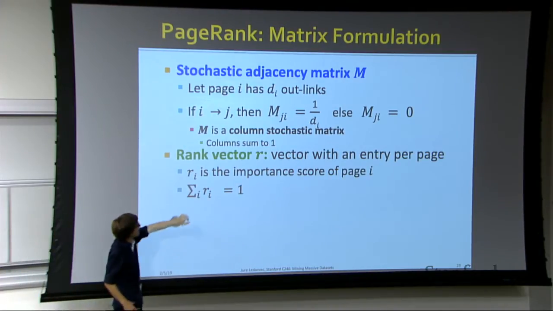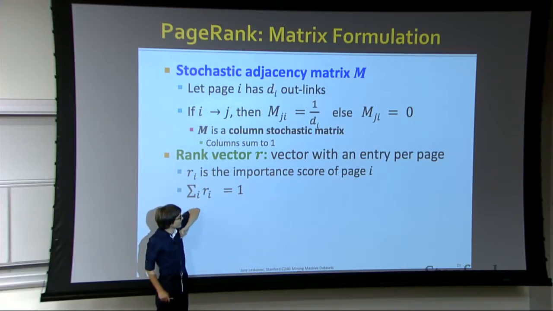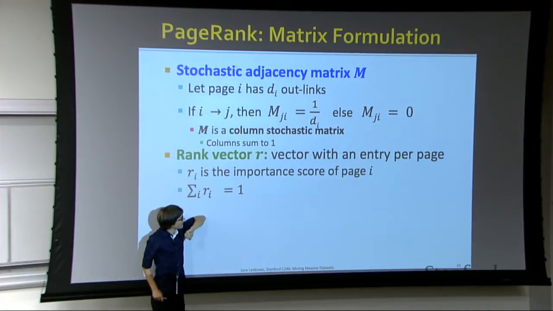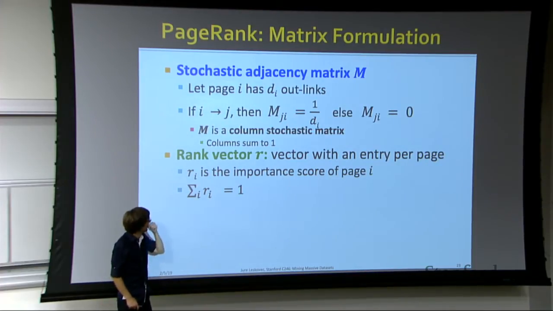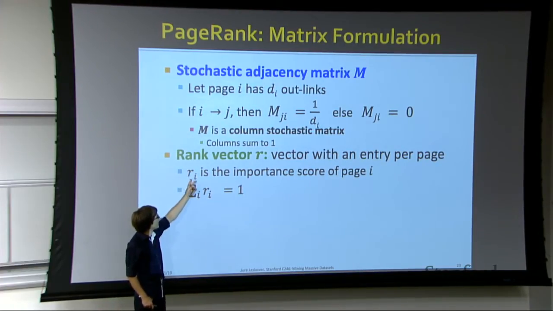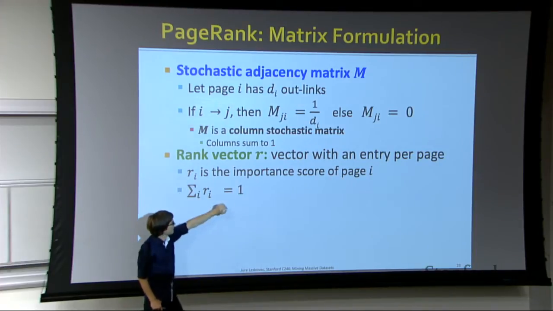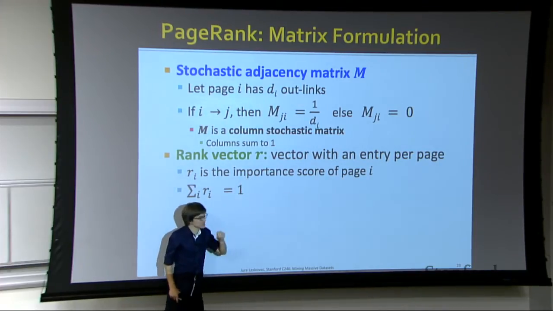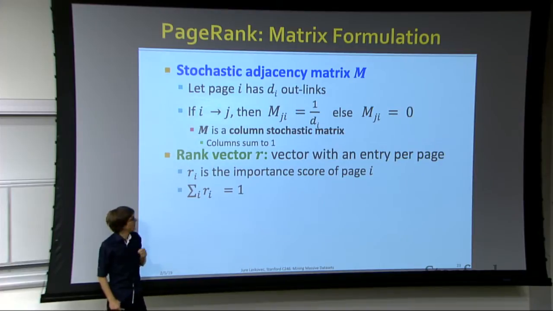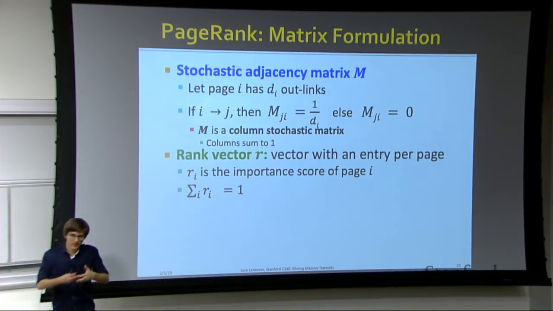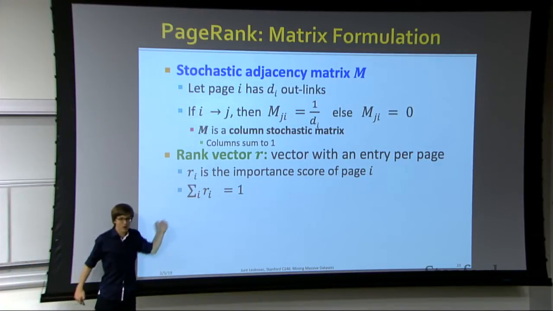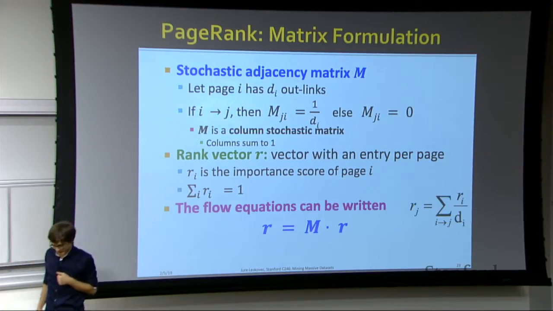And then I will define what is called a rank vector r, where the vector will have 1 entry per page, 1 dimension per page, and the i-th component of vector r will be the PageRank score or the importance score of that page i. And I will require that these scores sum up to 1, so that they are a probability distribution over the nodes. That's another way to look at it, okay?